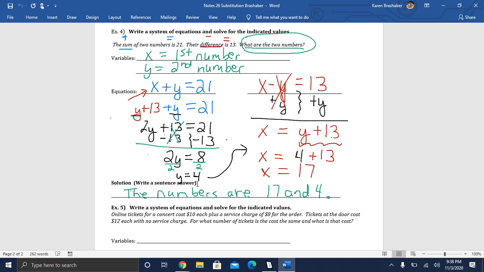So we have that kind of word problem that you will probably run into. And then we have one that is a little bit more application based.